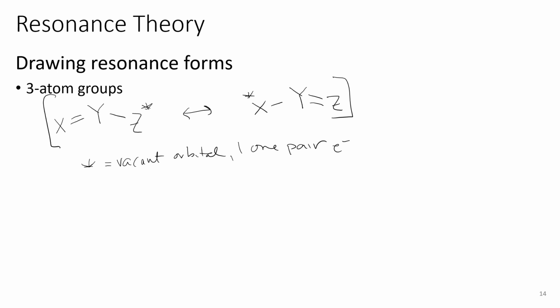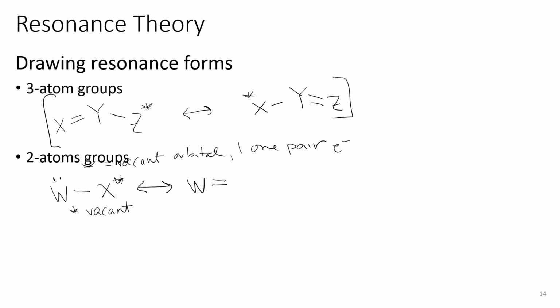We can also see the exact same thing with some 2 atom groups. With 2 atom groups, instead of multiple bonds, what we would be looking for is an atom with lone pairs, and then an atom with a vacant orbital, where that little asterisk this time only represents the vacant orbital. So what we can do with our resonance here is, because there is a vacant orbital, I can use those lone pairs to generate a multiple bond.